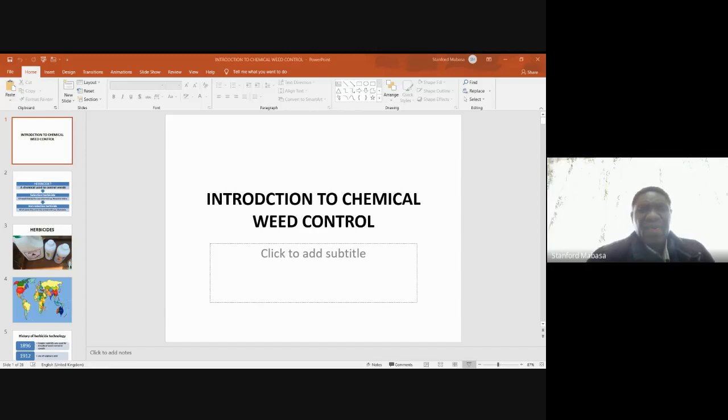Now, one of the advantages is that if we have glyphosate, it can deal with the difficulty to control weeds, such as Cynodon dactylon or Cyperus esculentus. If you are using mechanical methods, you are simply spreading these two weeds.